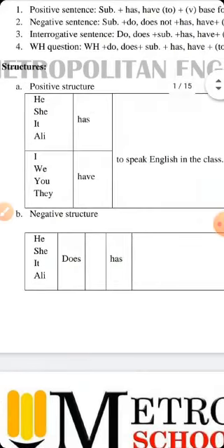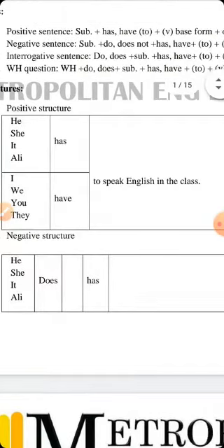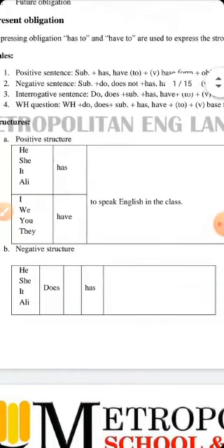We have to follow the rules and regulations of metropolitan school and college. We have to take the classes regularly. Such type of obligation which you have to do, you will use subject plus has to or have to. He, she and singular noun we use has to. With I, we, you and they we use have to. Has to will be used with he, she and singular noun. Have to will be used with I, we, you, they.